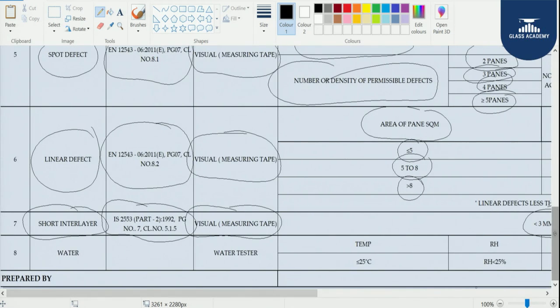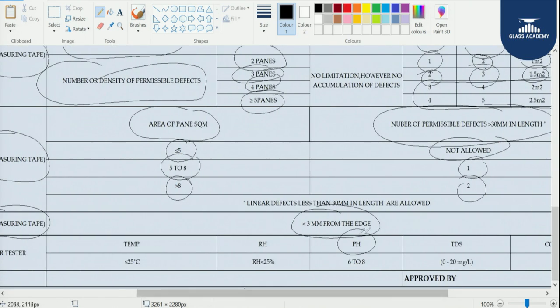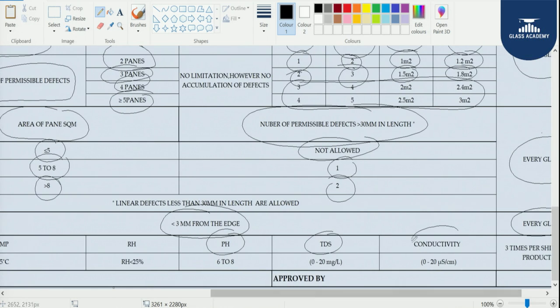Along with all these parameters, we need to focus on water quality also in order to maintain good adhesion between the glass and the PVB. So the water parameters like pH, TDS and conductivity have to be taken care of. pH should be 6 to 8, TDS should be 0 to 20 milligram per liter and conductivity shall be 0 to 20 microsiemens per centimeter.